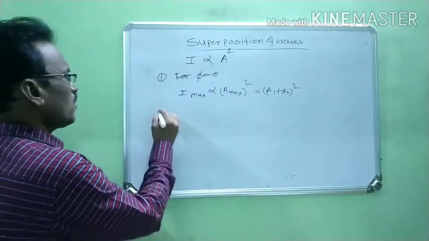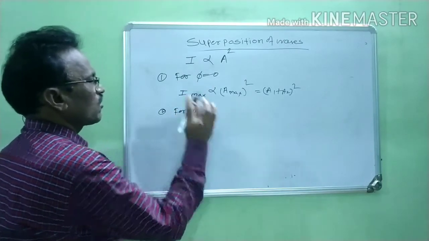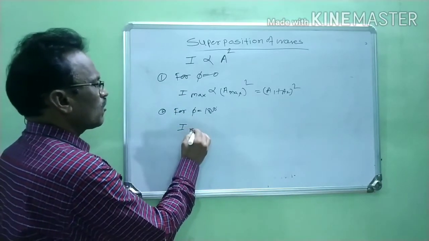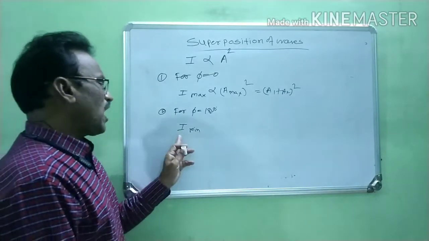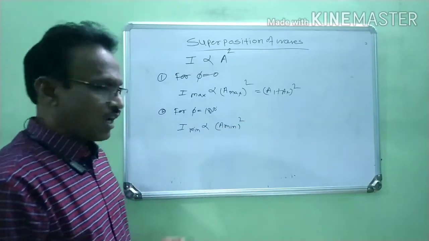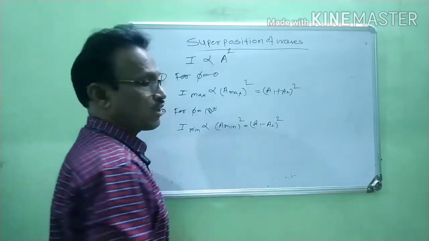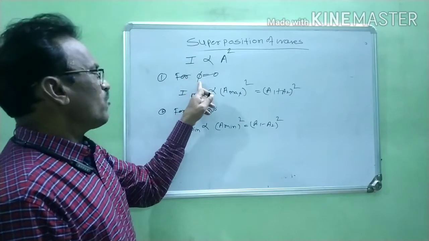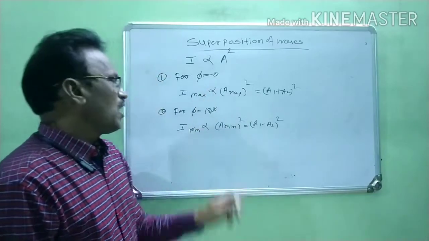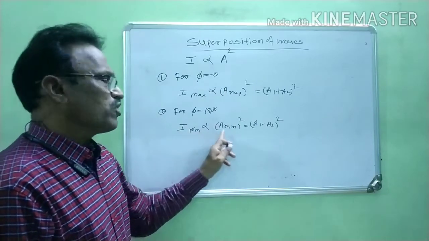Okay. Second case. Now for phi is 180 degrees. When phi is 180 degrees, at that time the intensity is minimum, and I minimum is proportional to A minimum square, and this A minimum square is equal to (A1 minus A2) square, right? In this way, when the phase difference between two waves is 0, at that time intensity of wave is maximum, and when phase difference phi is 180 degrees, intensity of wave is minimum, right?